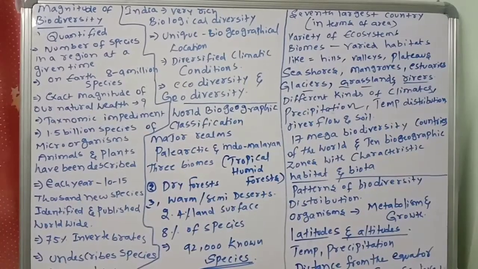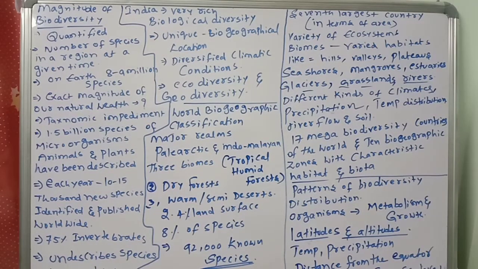Good morning, children. Today we are going to discuss another important concept, that is, the magnitude of biodiversity. What is the topic name? Magnitude of biodiversity. Where is biodiversity more and where is it less? What is the reason for more? What is the reason for less? Everything we will discuss.